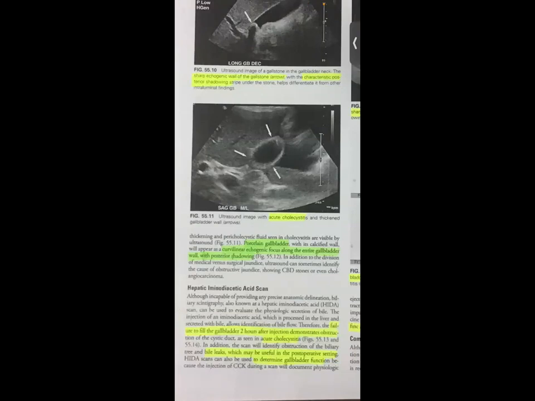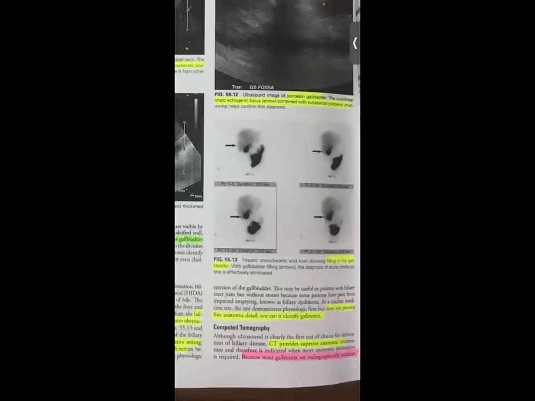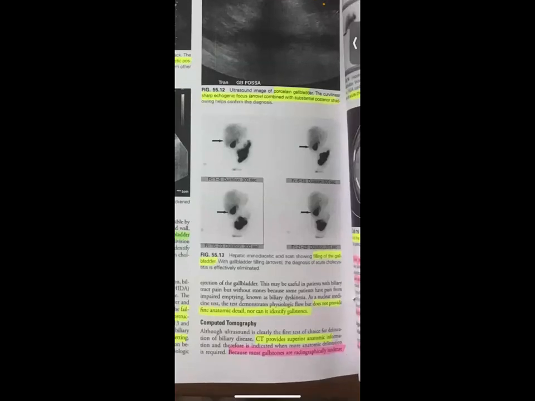HIDA scan: the failure to fill the gallbladder 2 hours after injection demonstrates obstruction of the cystic duct as seen in acute cholecystitis. Sabiston has clearly given it as 2 hours. I think somewhere else they have mentioned 1.5 hours, but if we follow Sabiston, it is 2 hours. Next, it can identify bile leak, which may be useful in the post-operative setting to determine gallbladder function. So mainly it is a physiological scan. We can only identify the gallbladder function, whether it is functioning normally. We can't identify gallstone. So that is important. Anatomical details also we cannot identify using HIDA scan.